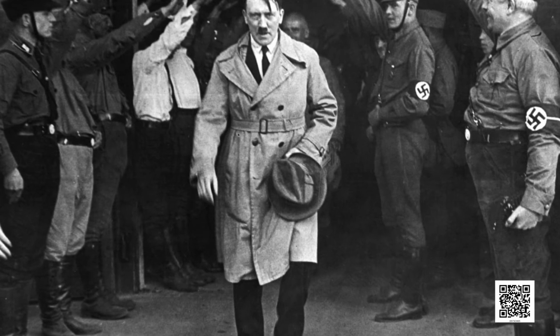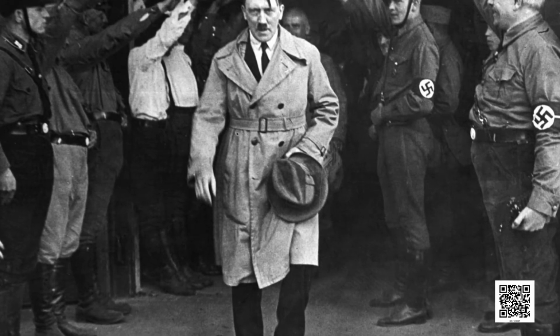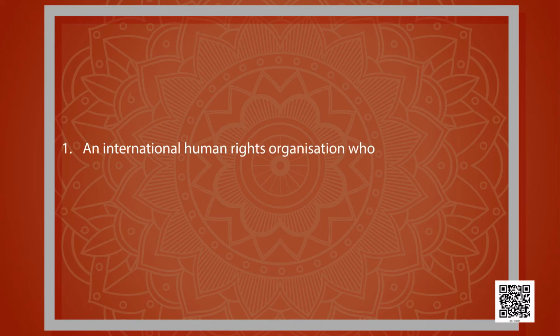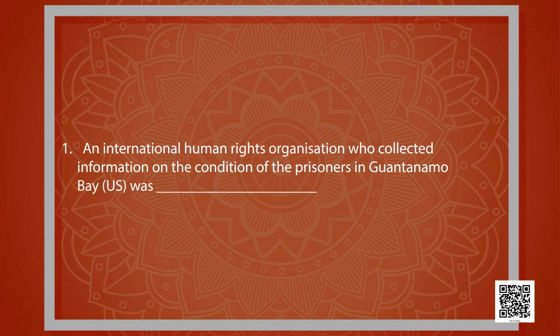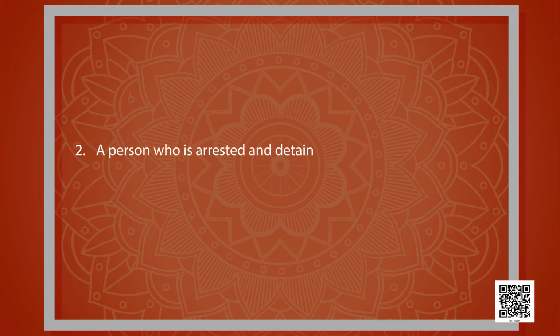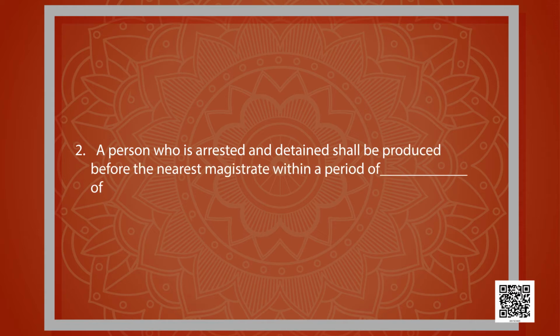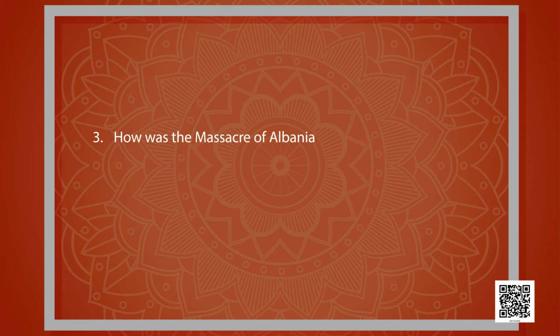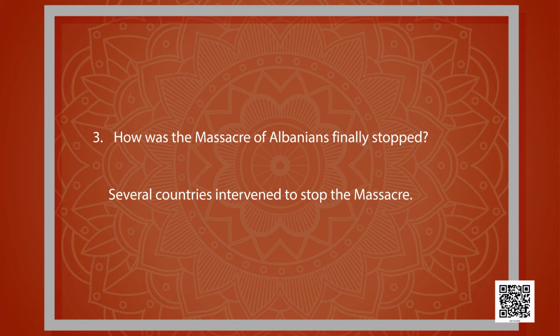So let's have a quick review of what we have just done. An international human rights organization which collected information on the condition of prisoners in Guantanamo Bay was Amnesty International. Very good. A person who is arrested and detained shall be produced before the nearest magistrate within a period of 24 hours of the arrest. So, how was the massacre of Albanians finally stopped? As we just discussed, several countries intervened to stop this massacre.